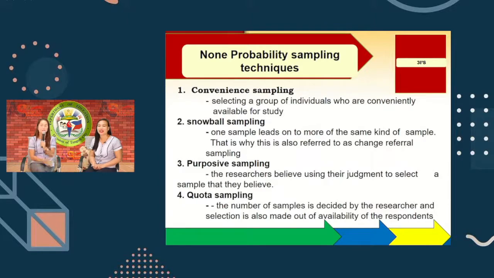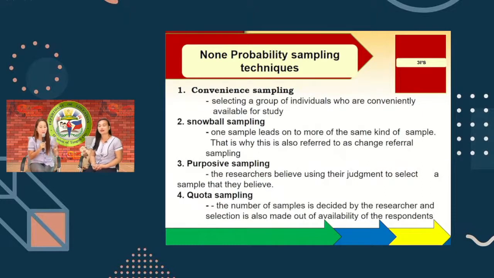Next is purposive sampling. What is purposive sampling? Here, the researchers use their judgment to select a sample that, based on prior information, they believe will provide the data they need. The researcher chooses the sample based on who they think would be appropriate for the study.